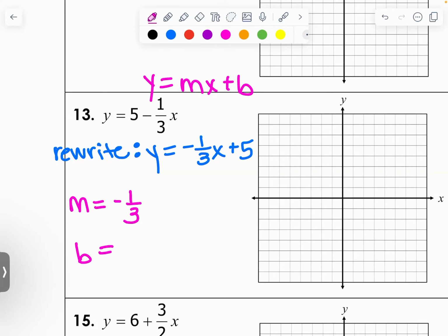Ruby, what's our y-intercept? 5. So we are going to go up on our y-axis to 5. We have a negative slope, so we know this line needs to fall. You need to think of the negative either with the rise or with the run. I like to fall and then run: fall 1, run 3. You can do either way. You can do both ways.